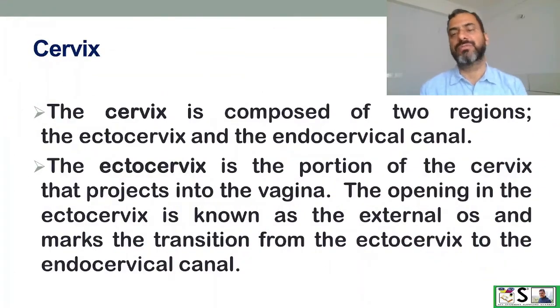The cervix is composed of two separate regions. One is the ectocervix and one is the endocervical canal. The ectocervix is the portion of the cervix which projects into the vagina. The opening of the ectocervix is known as the external os or external orifice and marks the transition from ectocervix to the endocervical canal.